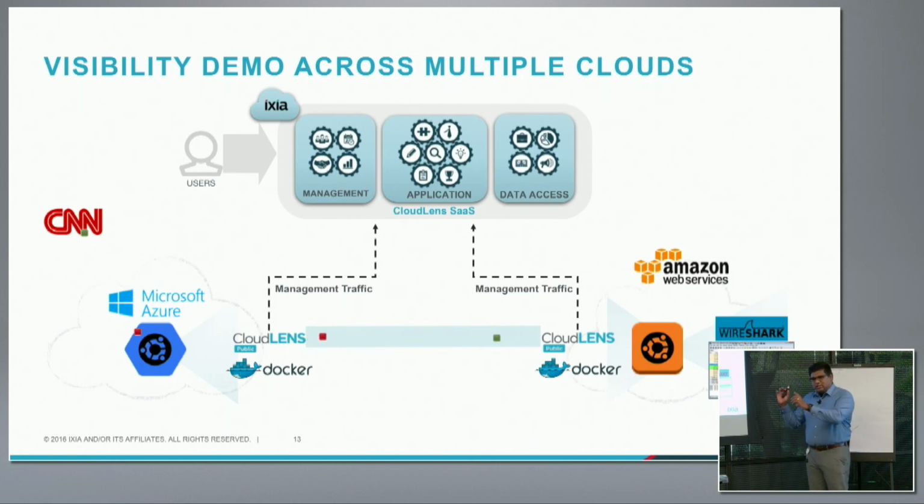Now, simultaneously, while this is happening, I'm also going to show Google Cloud talking to IBM. So basically, under one umbrella, under one SaaS portal, we're going to see Google Cloud talking to IBM, and we're going to see Azure talking to Amazon.